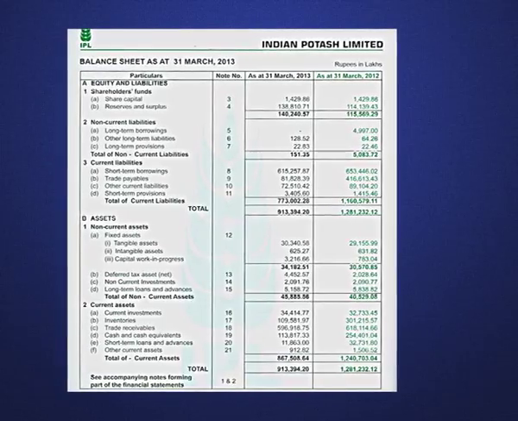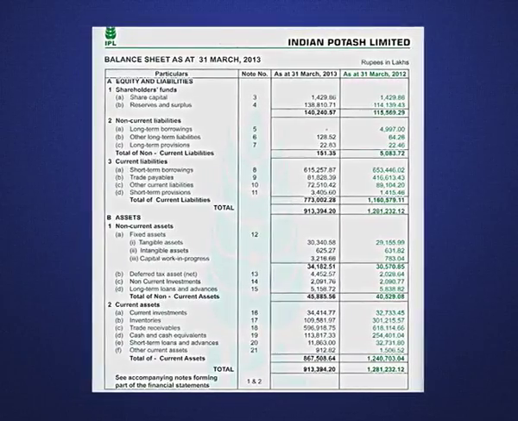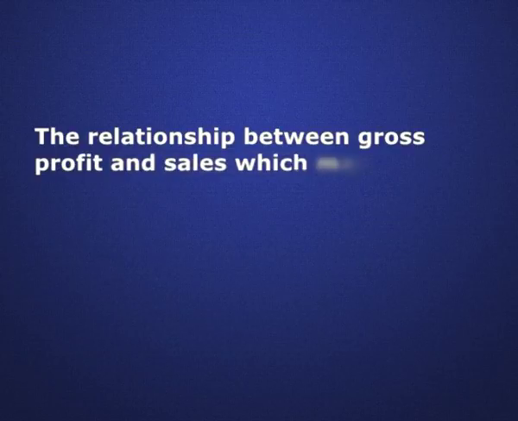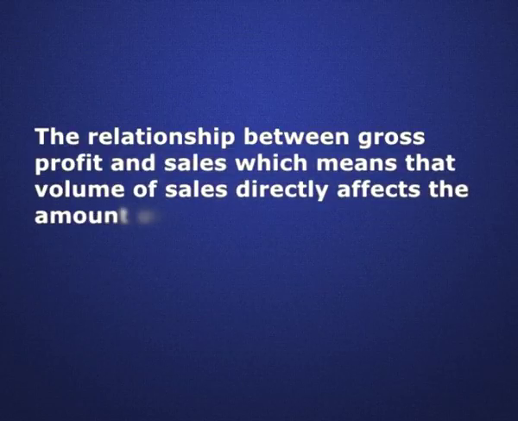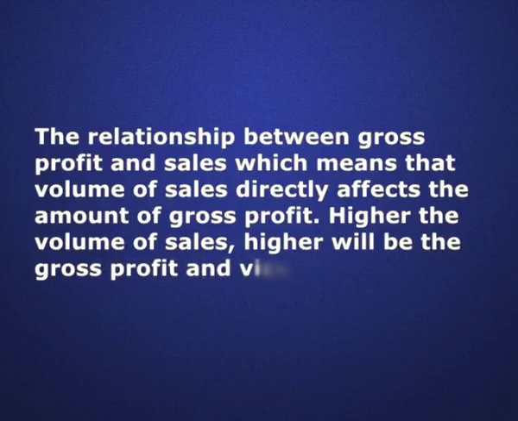A ratio expresses the relationship of one figure with any other figure. It may be defined as one number expressed in relation to another number. Thus, an accounting ratio shows the mathematical relationship between two relevant items contained in the income statement or balance sheet. For instance, the relationship between gross profit and sales means that the volume of sales directly affects the amount of gross profit. Higher the volume of sales, higher will be the gross profit and vice versa. Thus, an accounting ratio attempts to compute the relevant relationship between two items of financial statements and interprets them for the purpose of decision making.